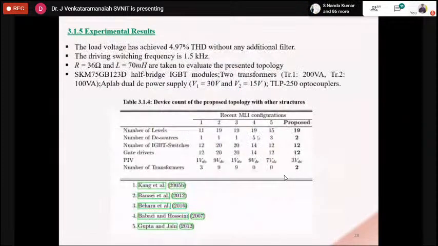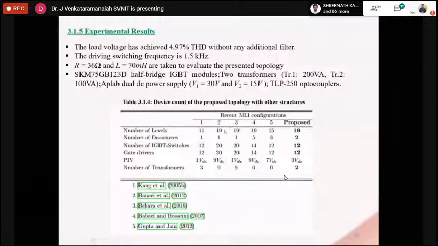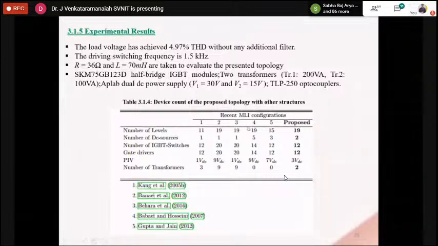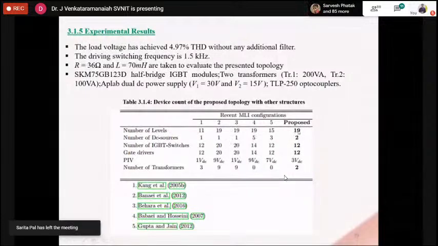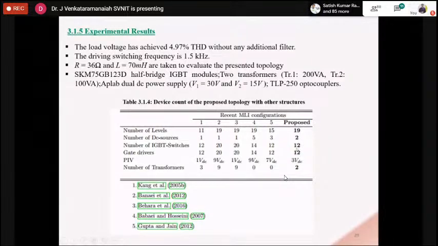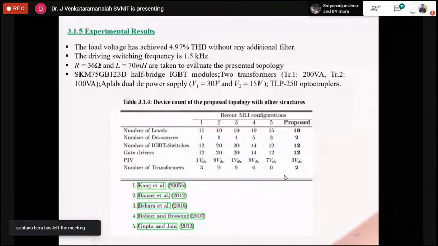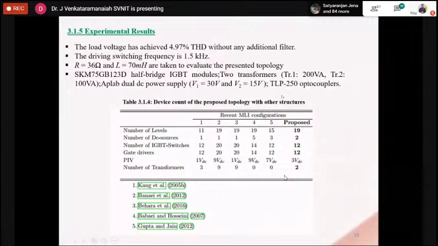When you compare this topology with other topologies, we can compare so many topologies, but we have to compare within the same kind of family. We should not compare with the capacitor based configurations. We have to compare with single DC source based configurations with transformers. Here you see 19 levels by using only 2 DC sources as well as 12 semiconductor devices. The number of transformers is also 2, as compared to the Phil-Kung-Sang configuration. These are the parameters we consider for the experimental verification.